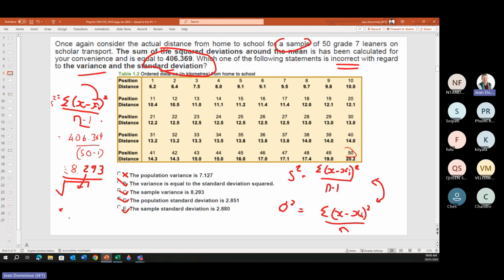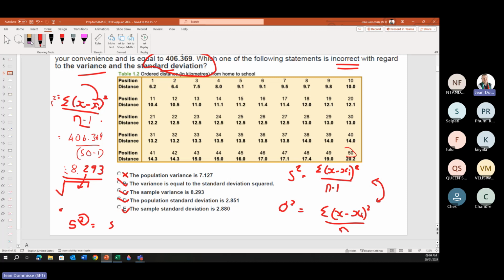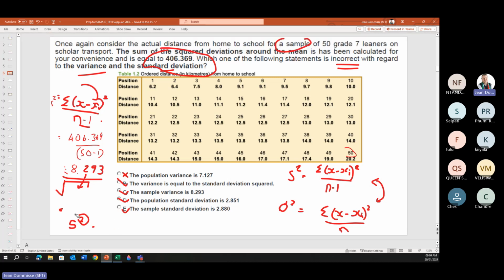Let's look at that definition one. The variance is equal to the standard deviation squared, which is correct. Variance is equal to your standard deviation squared. It's the same if it is population as well. It doesn't matter which one, you will see the square coming in. So that is on variance and standard deviation.